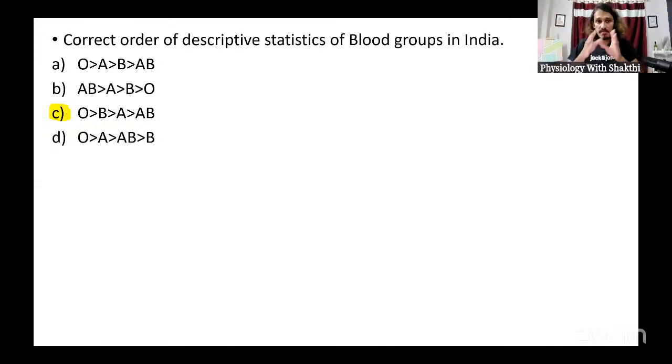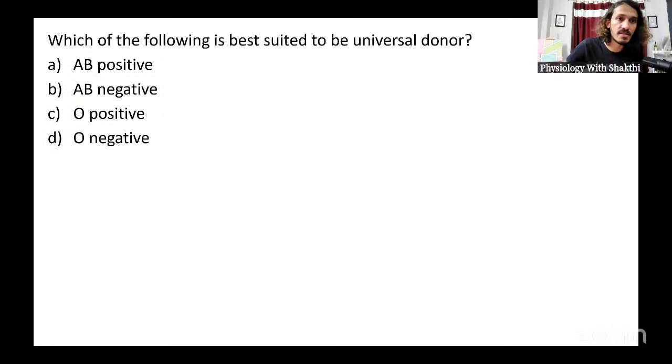Okay, so first thing, if questions like this come, you look at O, O is going to be the highest. AB will be the least. So automatically you are ruling out the second option. Then AB in that normal order, that is not India. In India, it is B, A, AB. Okay, so just for your information, that is another thing.